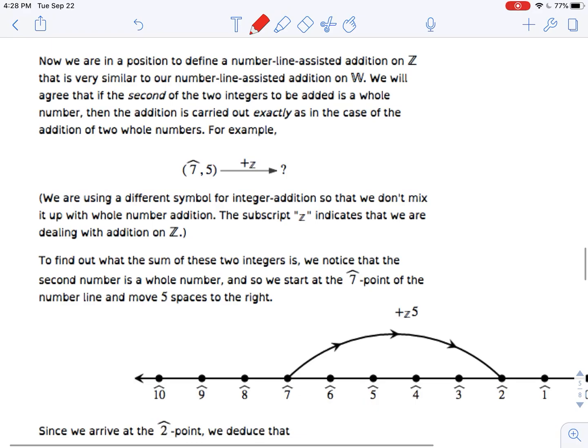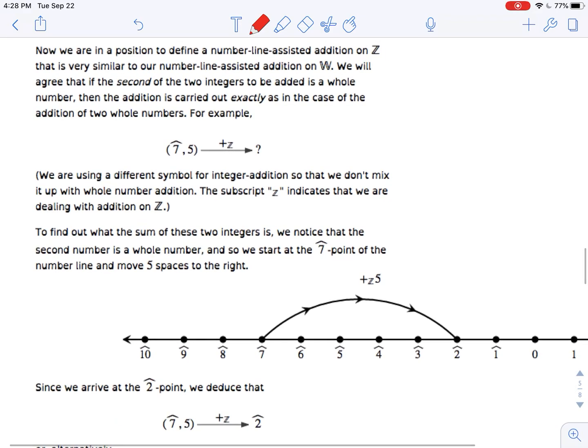Now, when we get to something like this, what's going to happen here? We have this negative 7 and 5, and I'm doing addition in integers. Now, again, with that little subscripted z, when you see the subscript z there, it's just a reminder to people we're adding integers, and that's all.